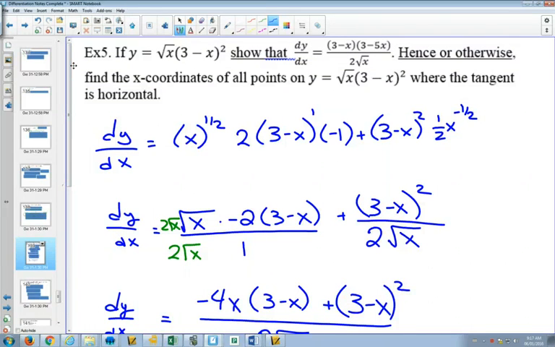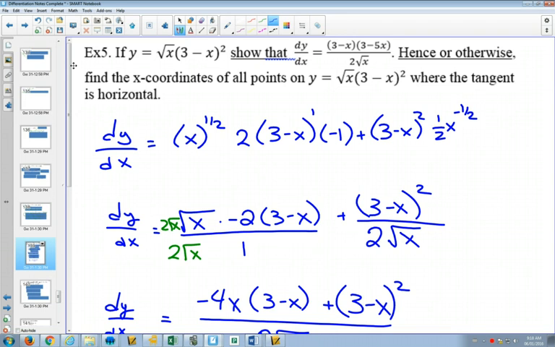Now, hence or otherwise, these are IB words. These are IB command words for your exam. Hence means that you have to use the result from before to get your answer. Otherwise means you could use something else. But the fact that they're telling you hence or otherwise, they're kind of saying it's a good idea to use the result you just got because it's probably going to be helpful. So, hence or otherwise, find all the x coordinates of all the points on here where the tangent is horizontal.